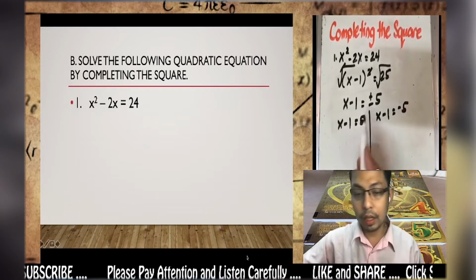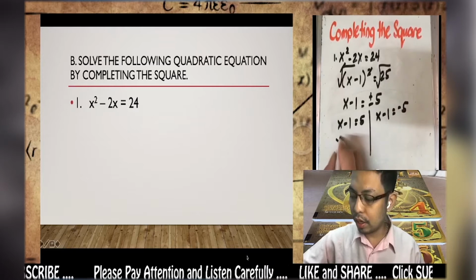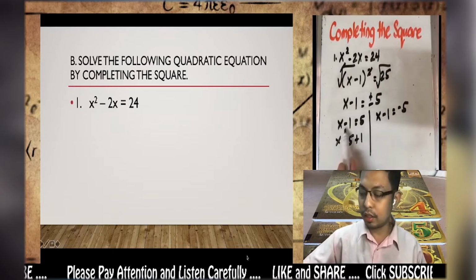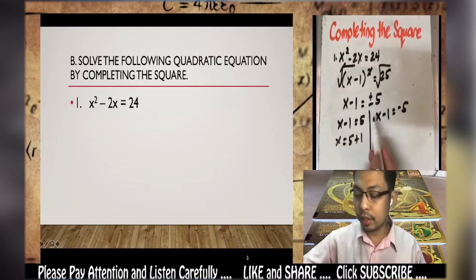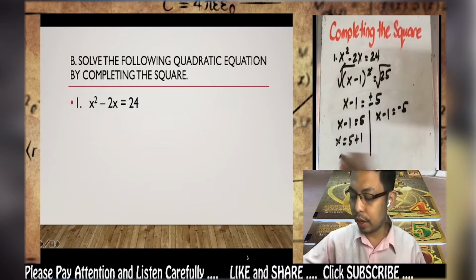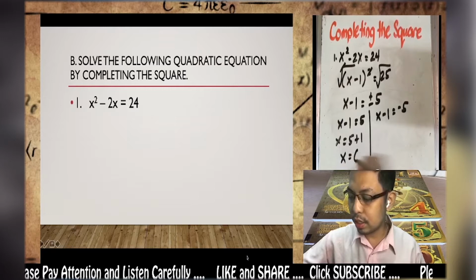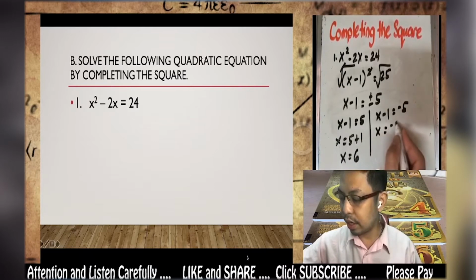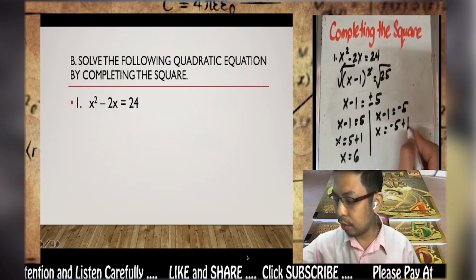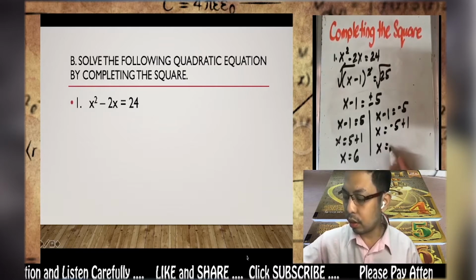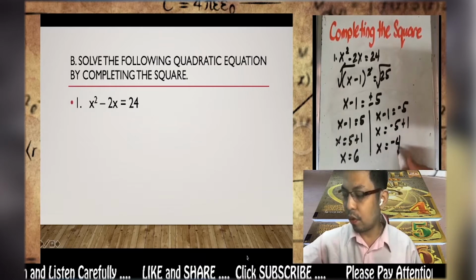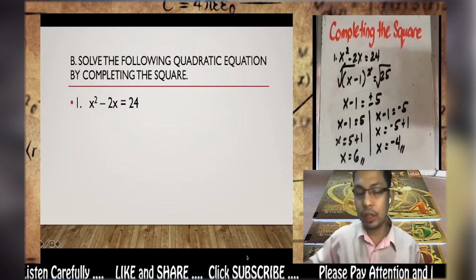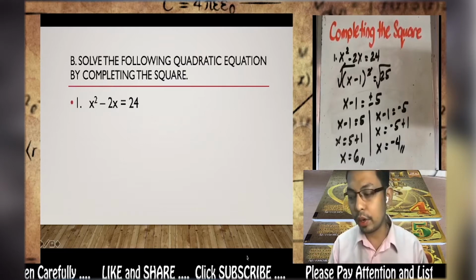So transpose lang natin sa kabila si negative 1. x is equal to 5 plus 1. Since it is negative, transposed to the other side it is positive. So x is equal to 6. On the other solution, we have x is equal to negative 5 plus 1. So our x is equal to negative 4. So these are the roots of the quadratic equation using completing the square in number 1.